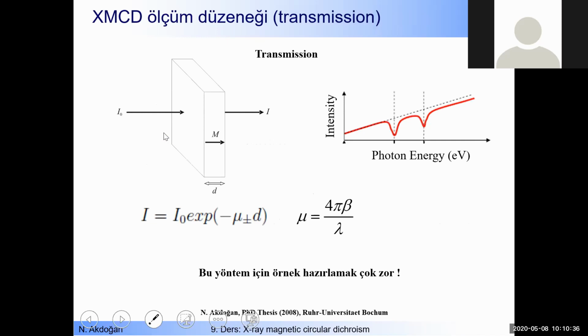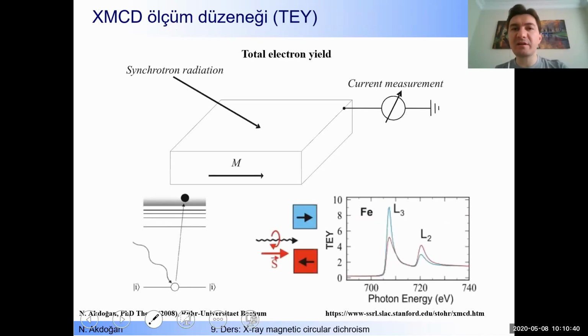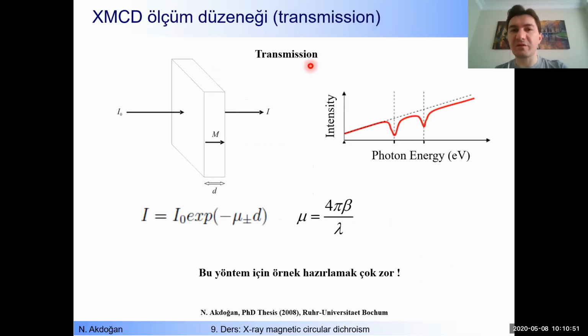Then let me continue with the transmission method. This is the last method. One is total electron yield. We measure photoelectrons and Auger electrons. And the second one is fluorescence yield. And the last one is transmission. The third XMCD method.